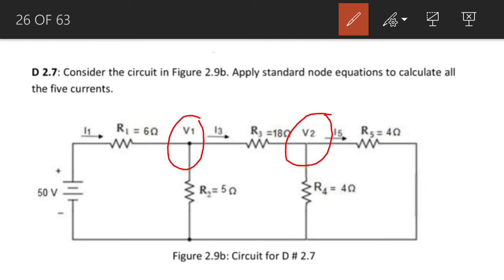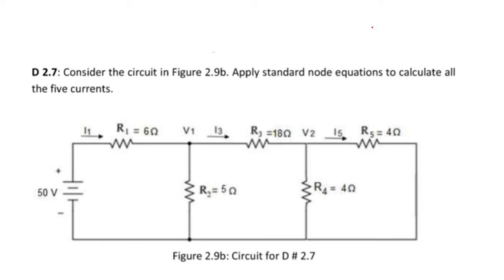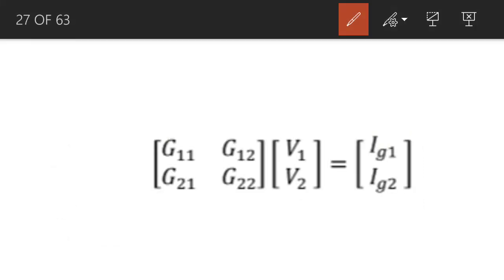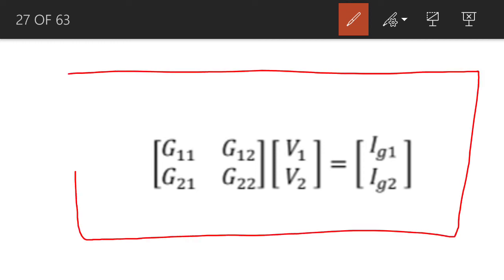The voltage at node 1 is V1. It means that the voltage across R2 is V1. Similarly, the voltage at node 2 is V2. It means that the voltage across R4 is V2. So we are going to write down the standard node equations for the given circuit in the matrices format. So these are the standard node equations for the given circuit. The size of the G matrix is 2 by 2.